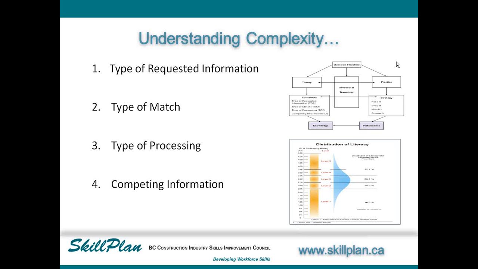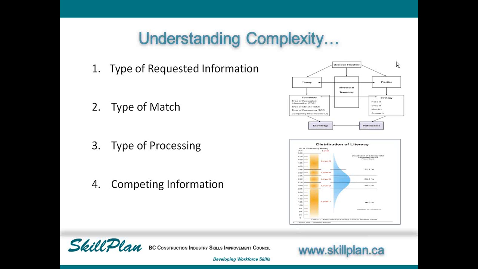Then there's complexity in the type of match. This is how you find information in the document. Once you find that information, you need to process it. So that's type of processing, and there's complexity in that as well. Overarching all of this, there's competing information. This is where a learner can get distracted from understanding the question, from finding the information, or from processing that information to come up with a solution. So really these 4 factors influence what a complex task is related to essential skills.